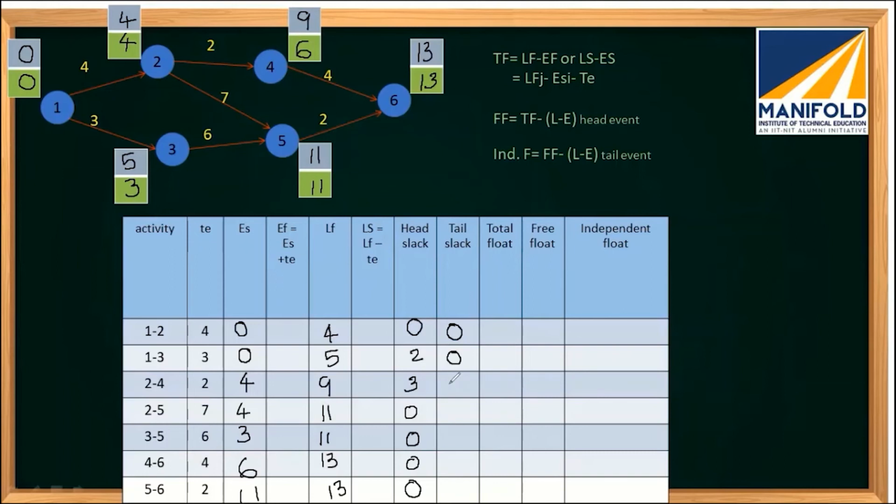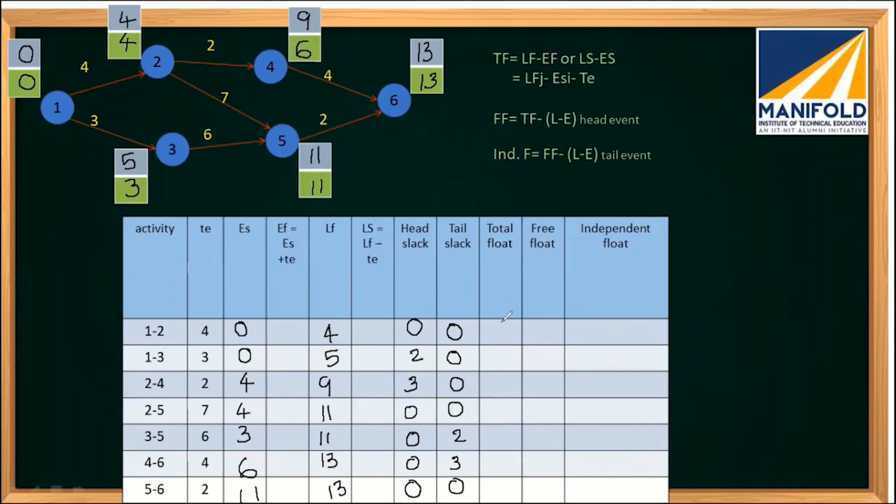Then 2 to 4, 2 is the tail event. So 4 minus 4 will be 0. So 2 to 5, 2 is the tail event, so it will be 0. 3 to 5, 3 is the tail event. So for 3, 5 minus 3 will be 2. And 4 to 6, 4 is the tail event, and 9 minus 6 will be 3. And 5 to 6, 5 is the tail event, and 11 minus 11 will be 0.